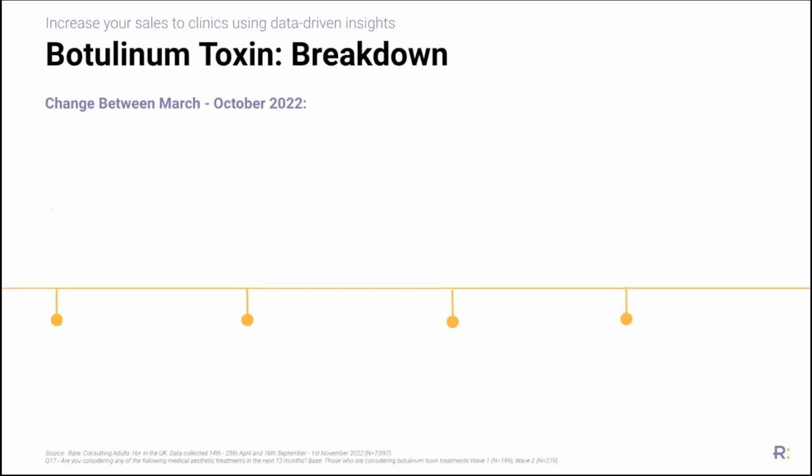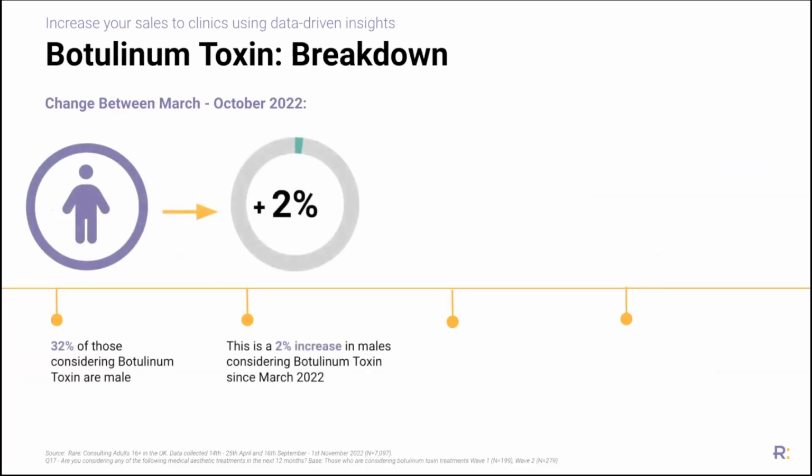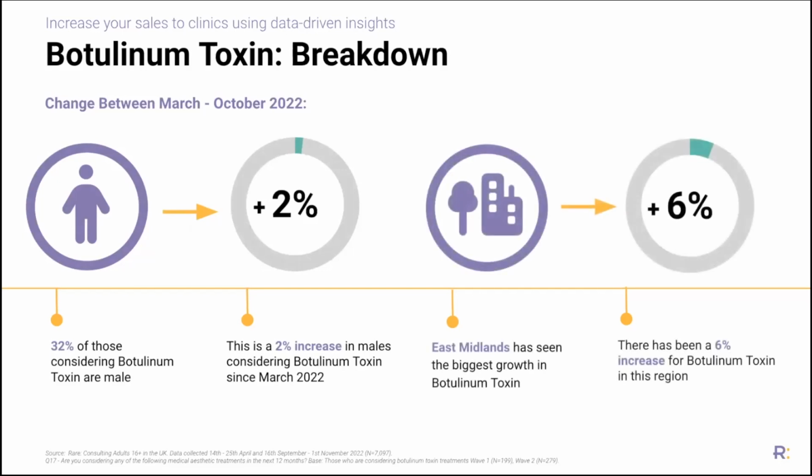As I mentioned, the important thing really is to look at how things vary at a more micro level. So we showed there that there's been an increase in those that would consider botulinum toxin. Now it's interesting how that splits by male and female. I thought I'd show you here that 32% of those who are considering having botulinum toxin are males. And there's been a 2% increase in their demand over that time period. So there's movement for both genders. And interestingly, the East Midlands over that period saw a 6% increase in demand for botulinum toxin too. So over-indexed versus 5.